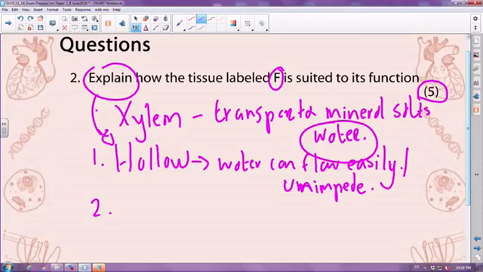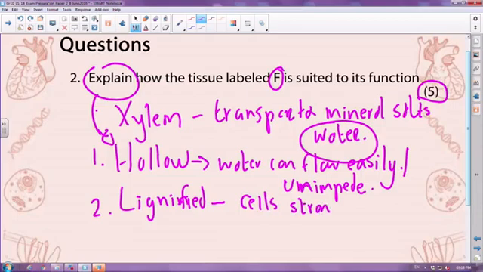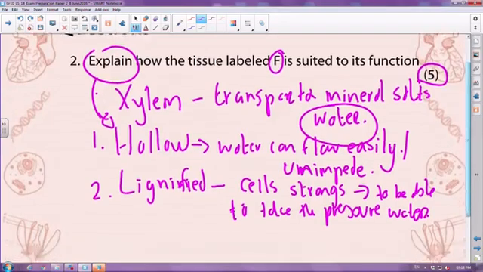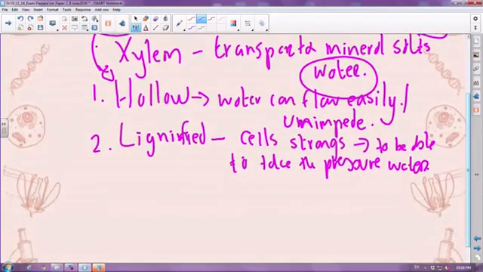What else makes it such a good water transport tissue? Number two is that it's lignified. And what does that mean? It means that my cell walls are strong. And why do they need to be strong? To be able to take the pressure of the water. Water comes through up the stem at such a pace that if I didn't have the lignified walls, my cell would just crash open.